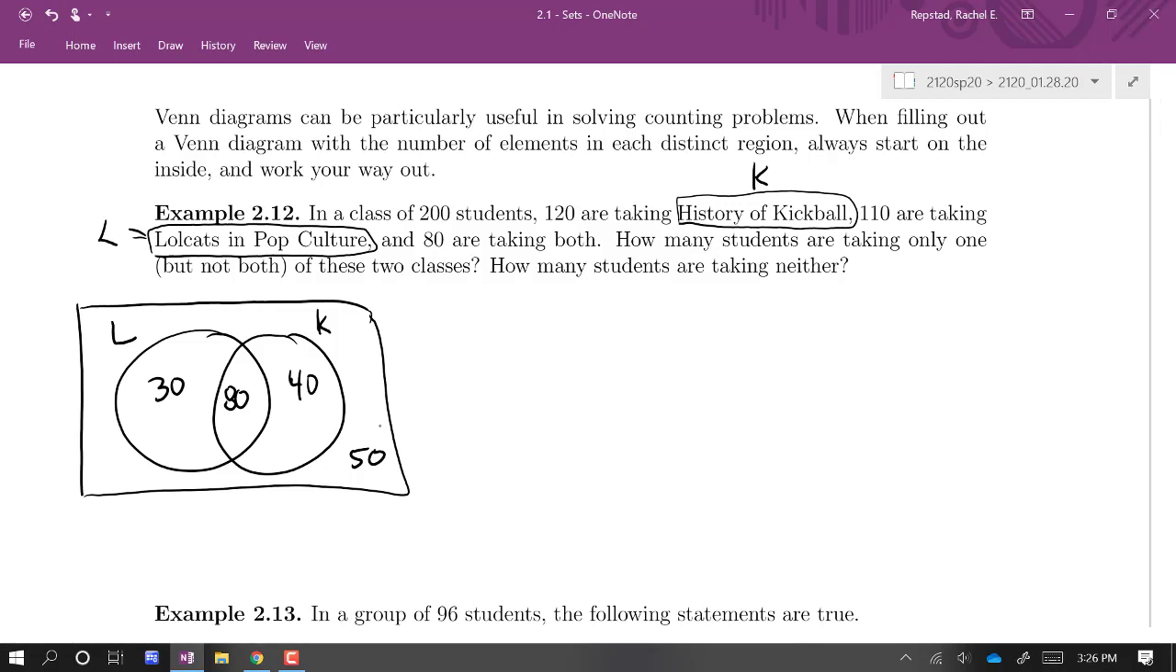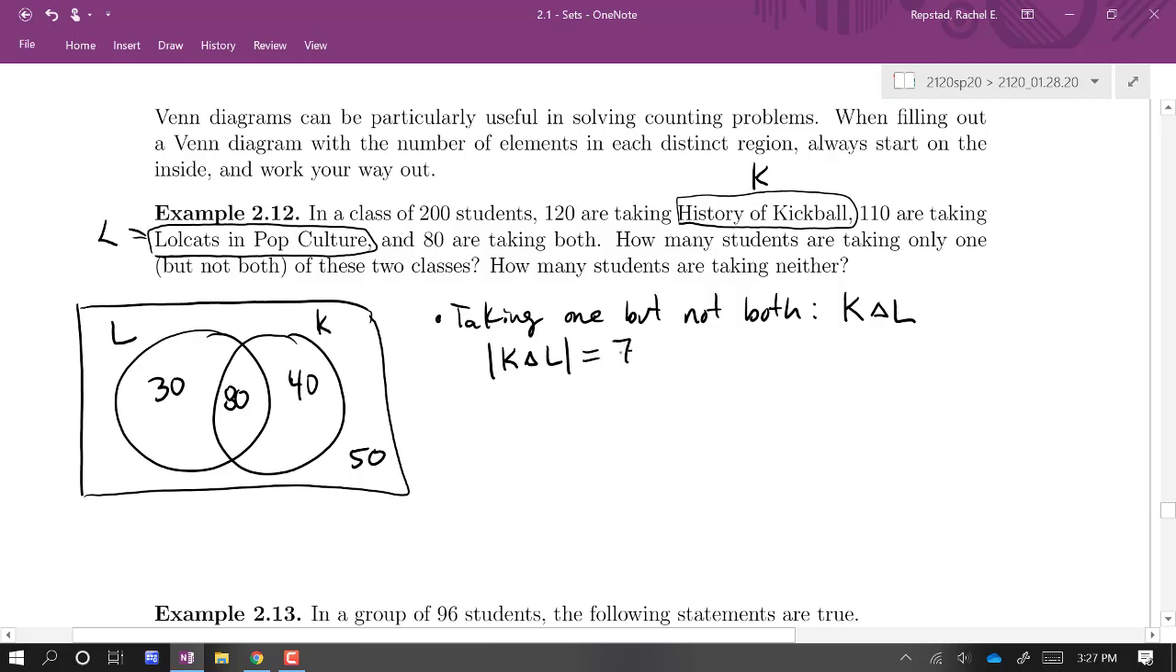So now let's answer the questions. How many are taking one but not both? 70. And you got that by looking at what? Looking at what is just in L and what is just in K. So in fact what we were doing was looking at the symmetric difference of K and L. And you determined that was 70.